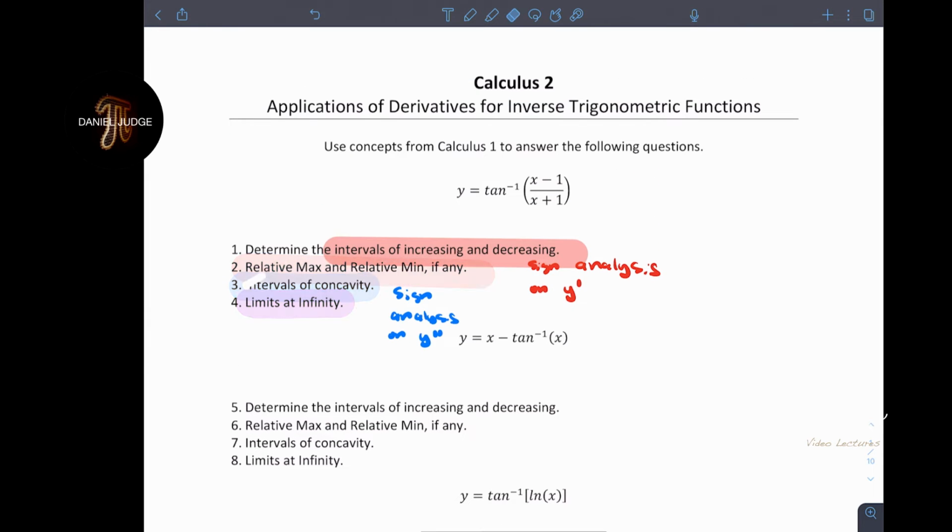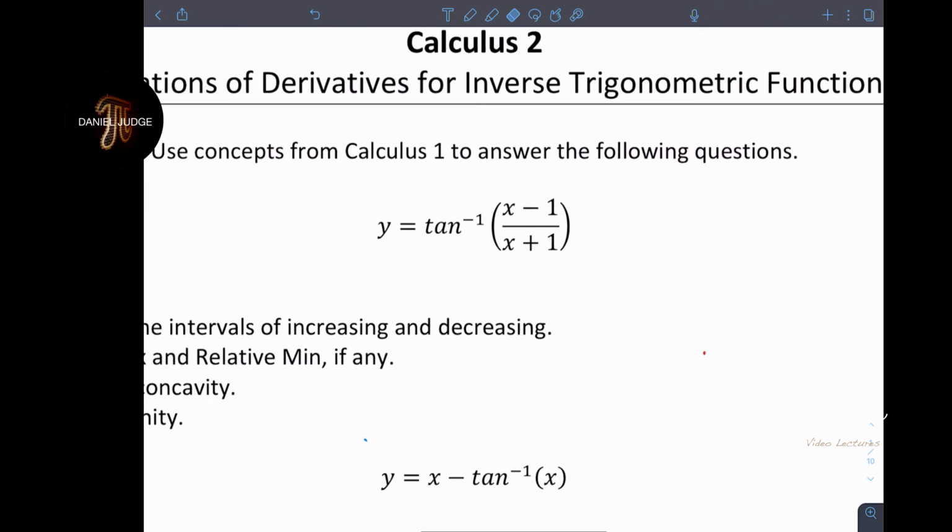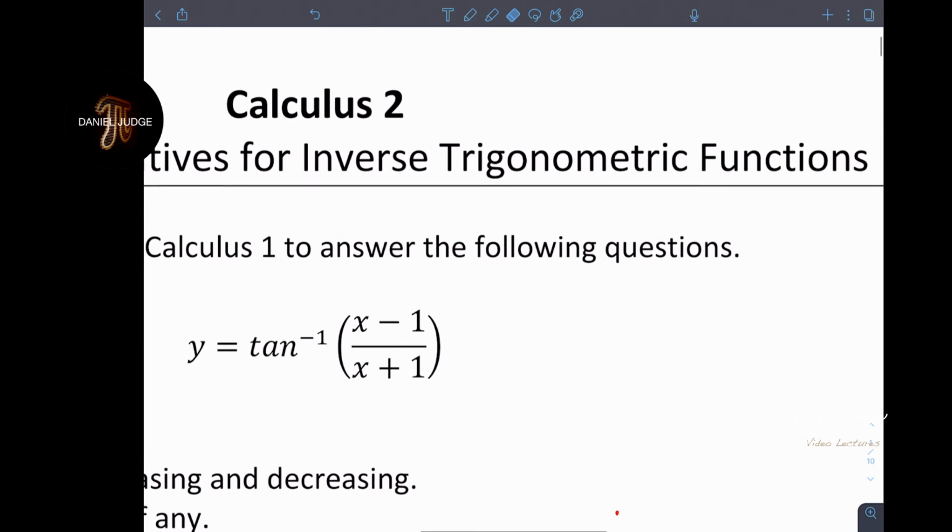So I want to clear this up. So this is a demonstration of really some Calculus 1 techniques as it applies to the inverse trigonometric functions. I hope you guys remember those kind of things anyway.